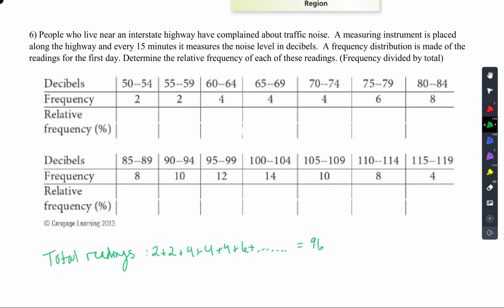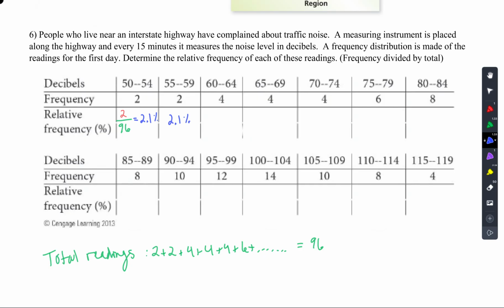To figure out the percent, you're going to take the frequency under this decibel amount. So you take the 2 and divide it by the total, 96. Then you times it by 100 to get a percent, or just turn it into a decimal or whatever you want. Once you do that, you would get 2.1%. You don't have to write that out again. It's the same thing. 2.1%.